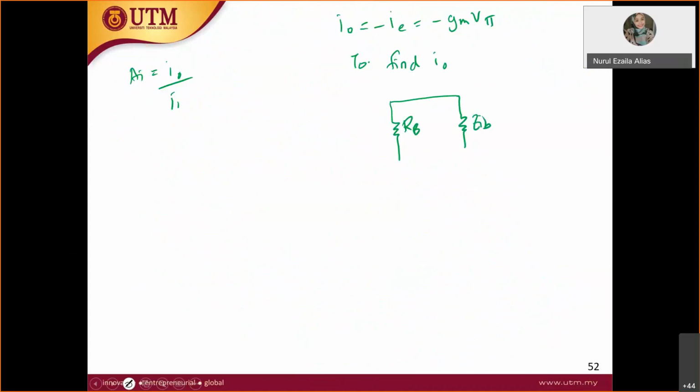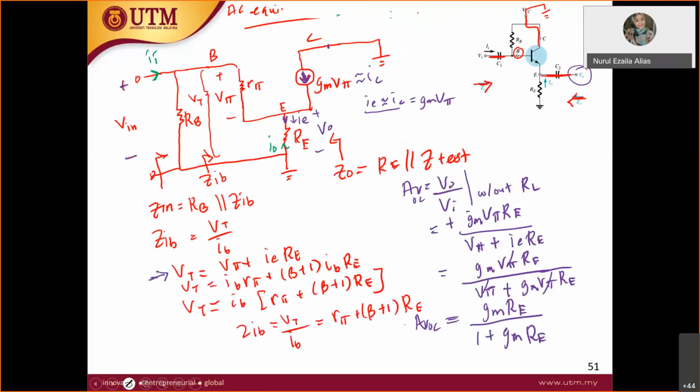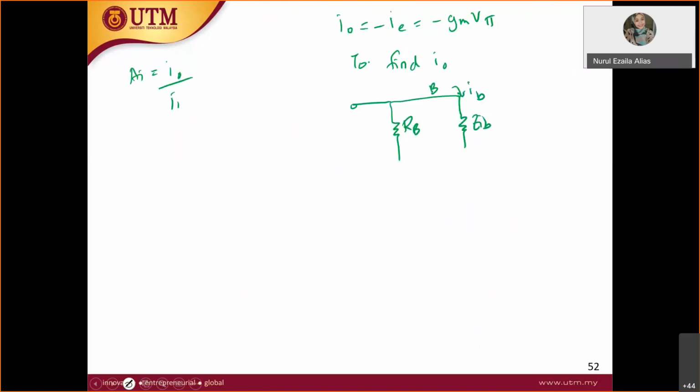Okay, so Z in B here at the base, you know the current here is IB. And then what else? At RB, nothing else, but you need to put your I in. So how do you find your I in over here, student?